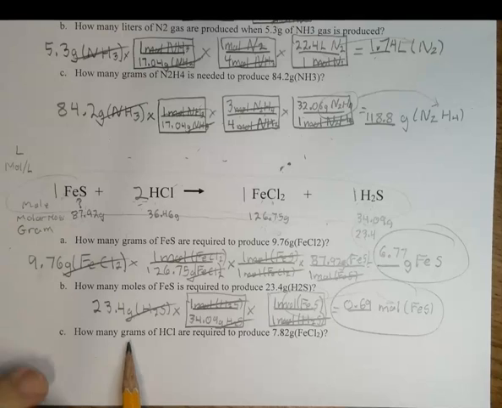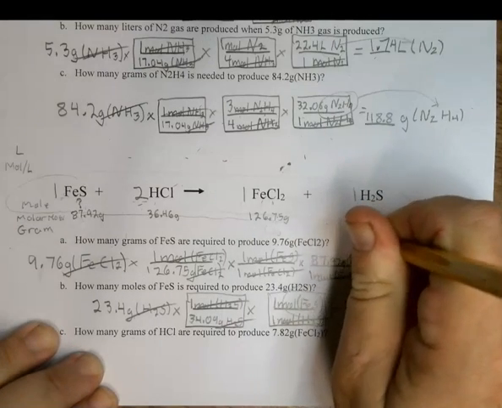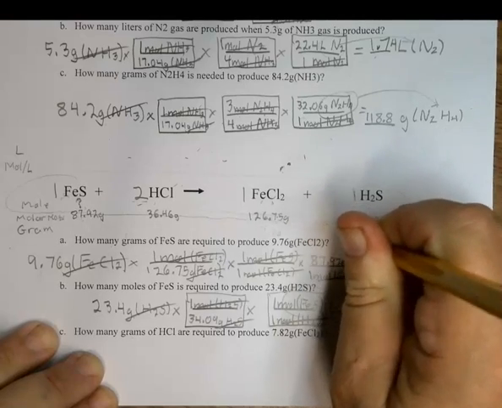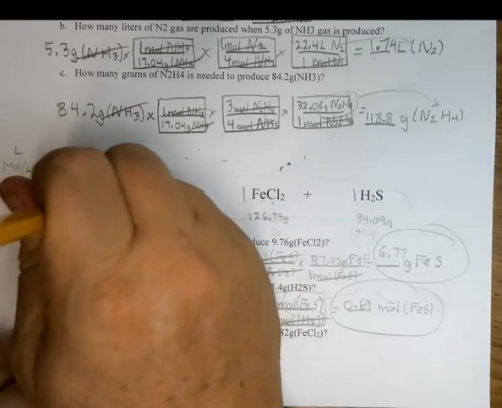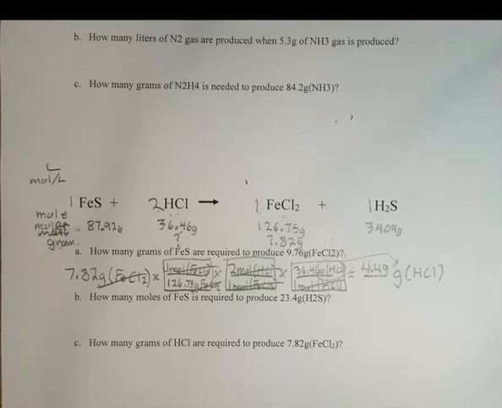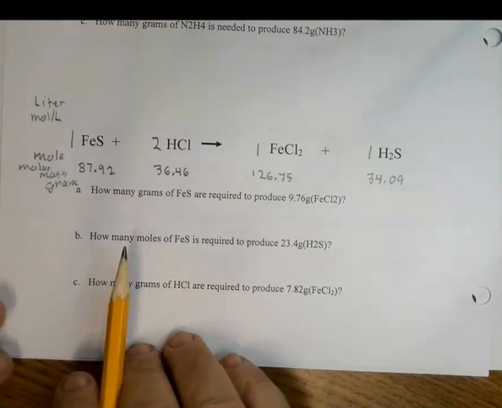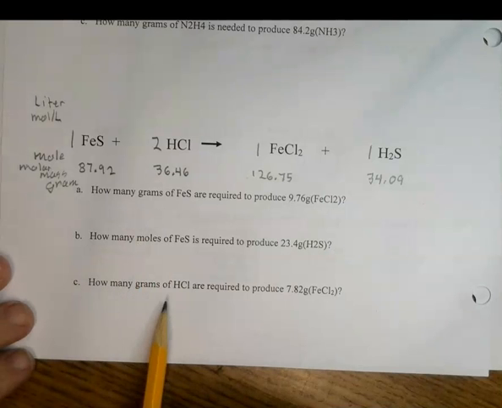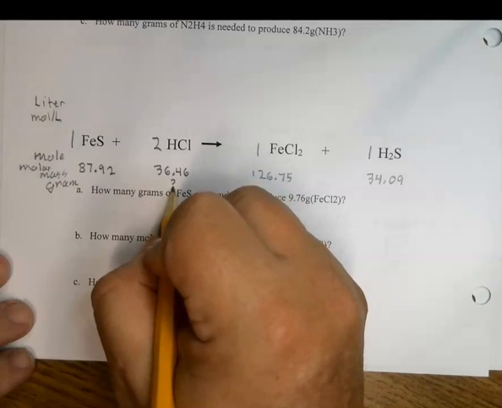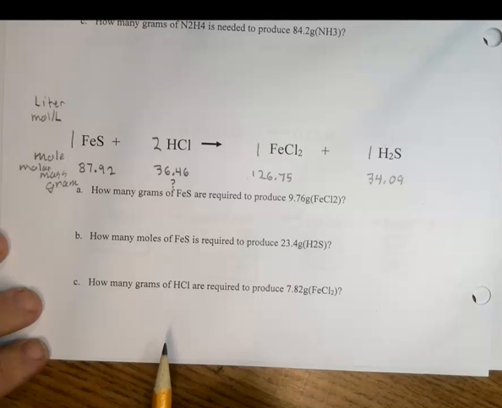All right. How many grams of HCl are required to produce 7.82 grams of FeCl2? Okay, we're going to do the last one. I had a little glitch there, so we're going to do that on a fresh sheet here. So how many grams of HCl? So we're looking for question mark grams of HCl. Here's the grams row down here. Are required to produce 7.82 grams of FeCl2.